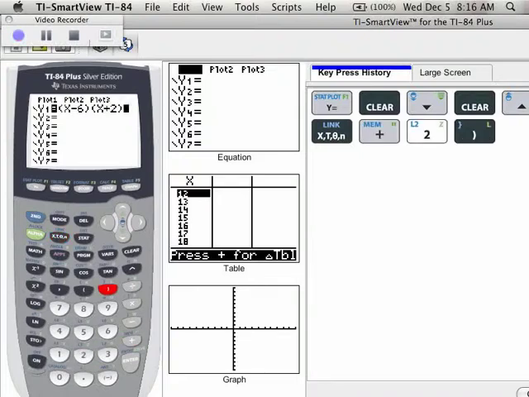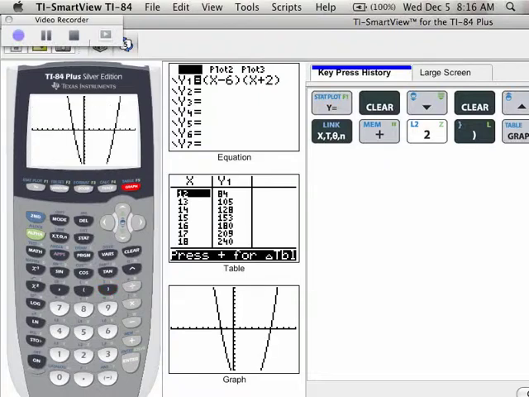Parentheses. And then I could graph that. And as I graph this, I see my parabola. And as I look at my parabola, I can see where I'm crossing the x-axis. Number one. Number two, I can't see the bottom of my parabola. That means my window did not go far enough down. So I'm going to change my window a little bit so I can see the bottom of it.